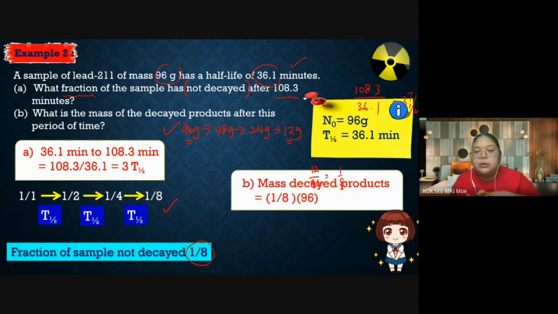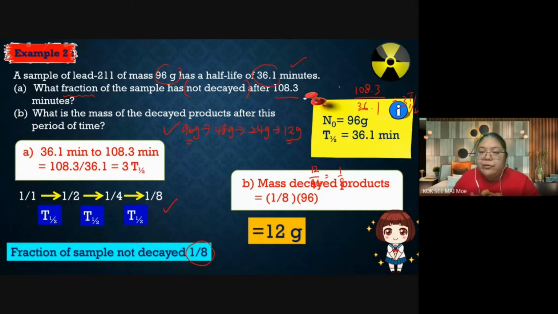1/8 of 96. Suppose it's 12 grams, no? That means the 12 grams is the amount left. Okay, this one is the left one. The question asks you for the products after this period of time. This one is the mass of decay products. If they ask for not yet decayed, it is also the same as the decay product. If they say already decayed, then you need to take 96 minus 12. That one is already decayed.